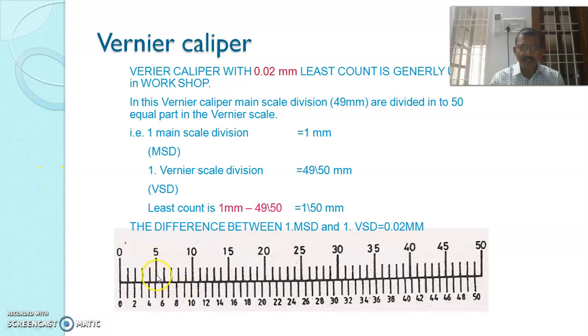It is similar to a steel rule: 5 mm, 10 mm, 15 mm. The main scale is nothing but a steel rule, and the bottom one is the vernier scale, where 49 divisions are divided into 50 equal divisions. One main scale division equals 1 mm, but one vernier scale division equals 49 by 50 mm. So 1 mm minus 49 by 50 equals 1 by 50 mm, which is 0.02 mm.